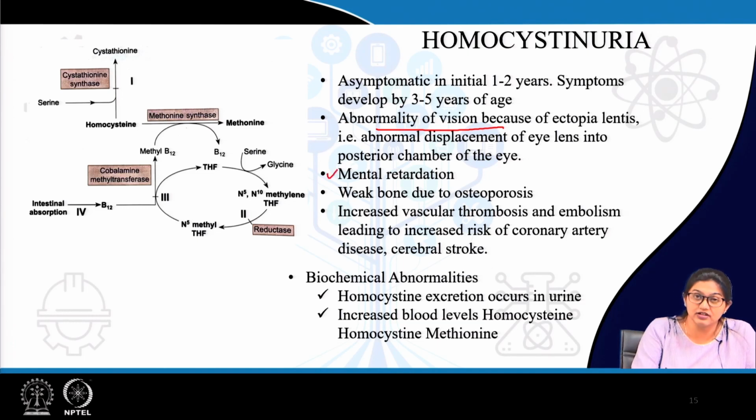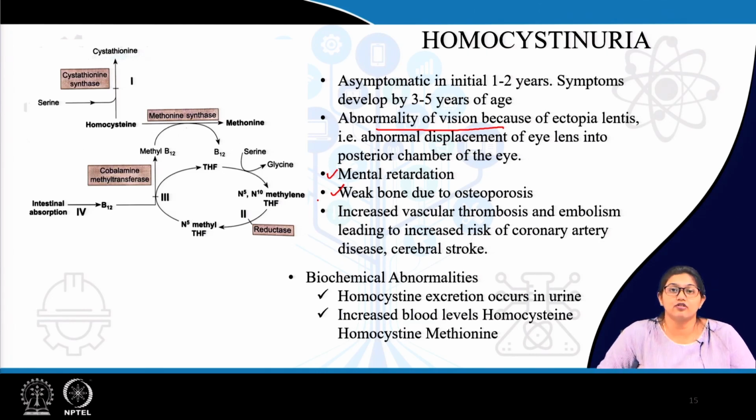Then there is mental retardation, bones are weak due to osteoporosis, and also there are chances of thromboembolism due to coronary artery disease or cerebral strokes. Now, why there is increased risk of thromboembolism due to homocystinuria, we will discuss in further slides.